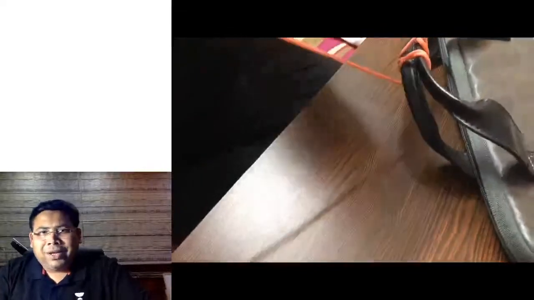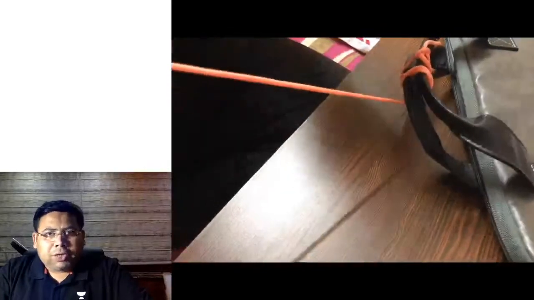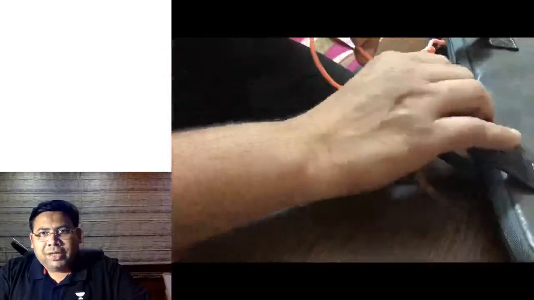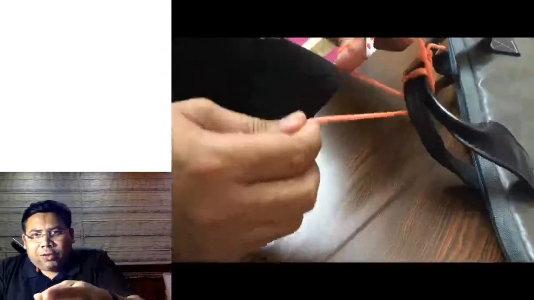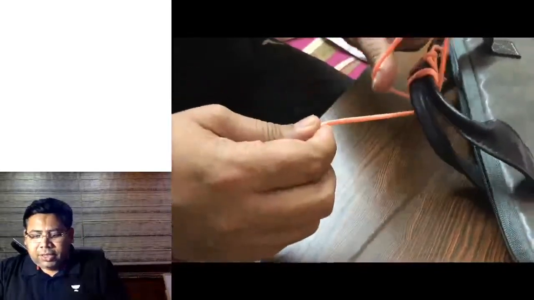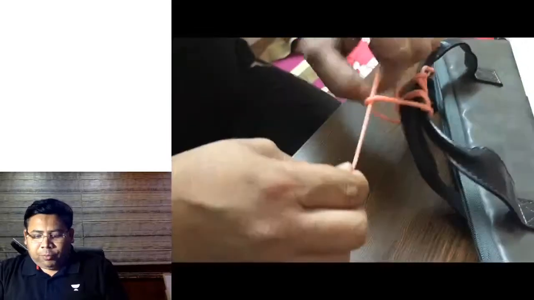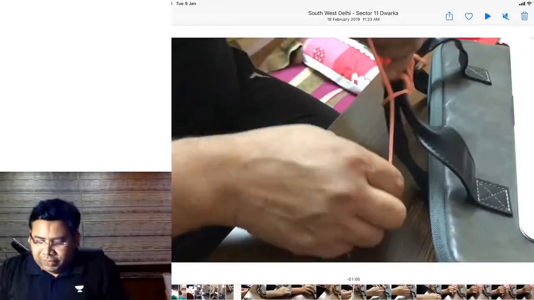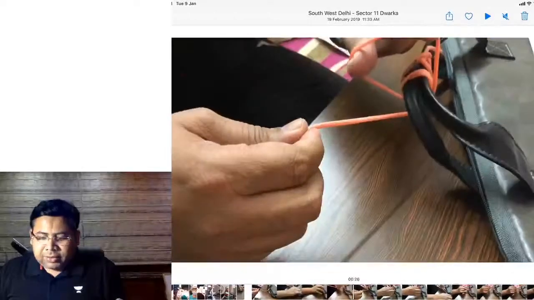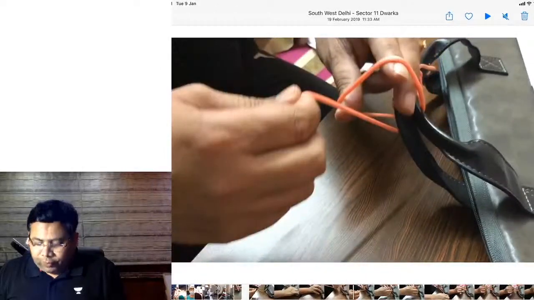Now I want to terminate this suture. So what I will do, just see, I will create a loop and I will pull the tail. Can you see? Did you notice this? This is a loop that I have created.